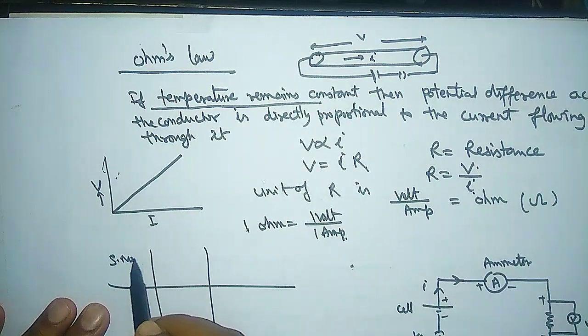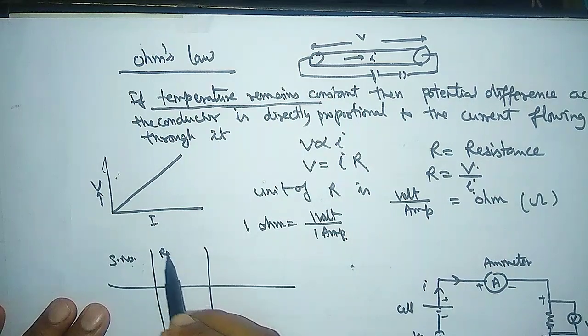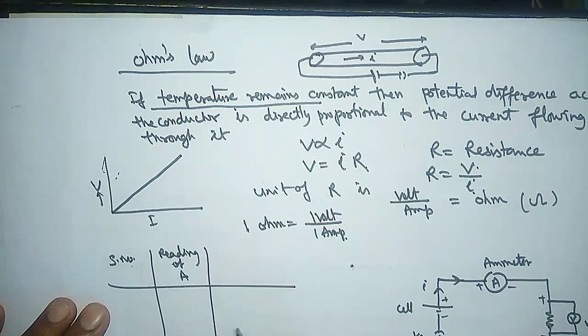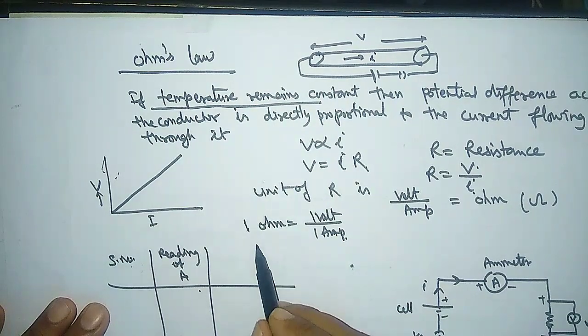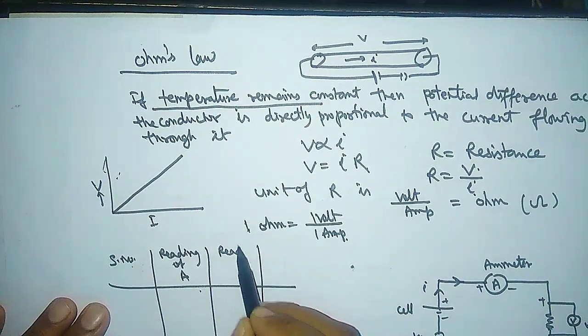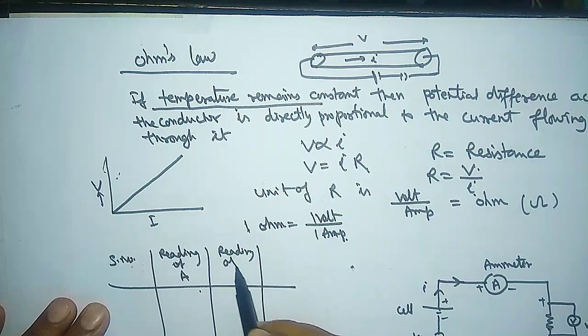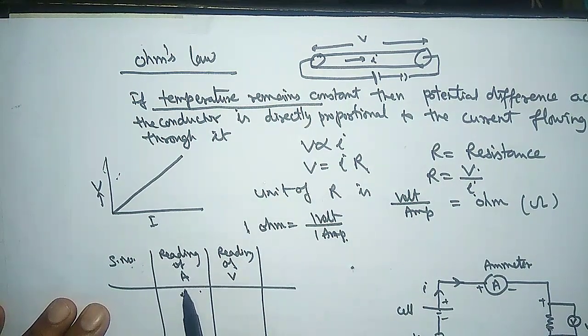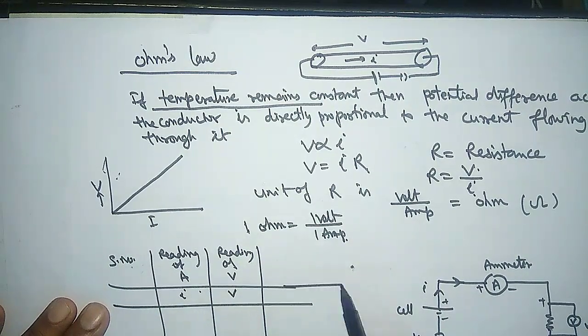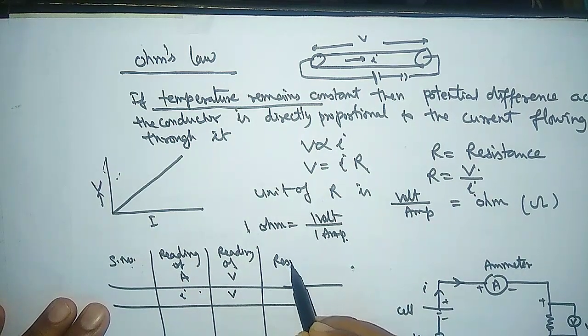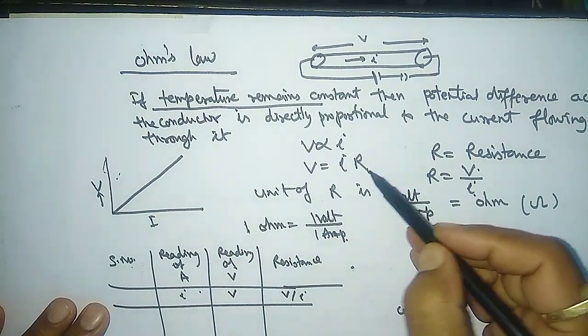This is the serial number. This is the reading of the ammeter, obviously in ampere, and the reading of the voltmeter. It gives I, it gives V. Now find the ratio, that is the resistance, which is V upon I according to the formula.